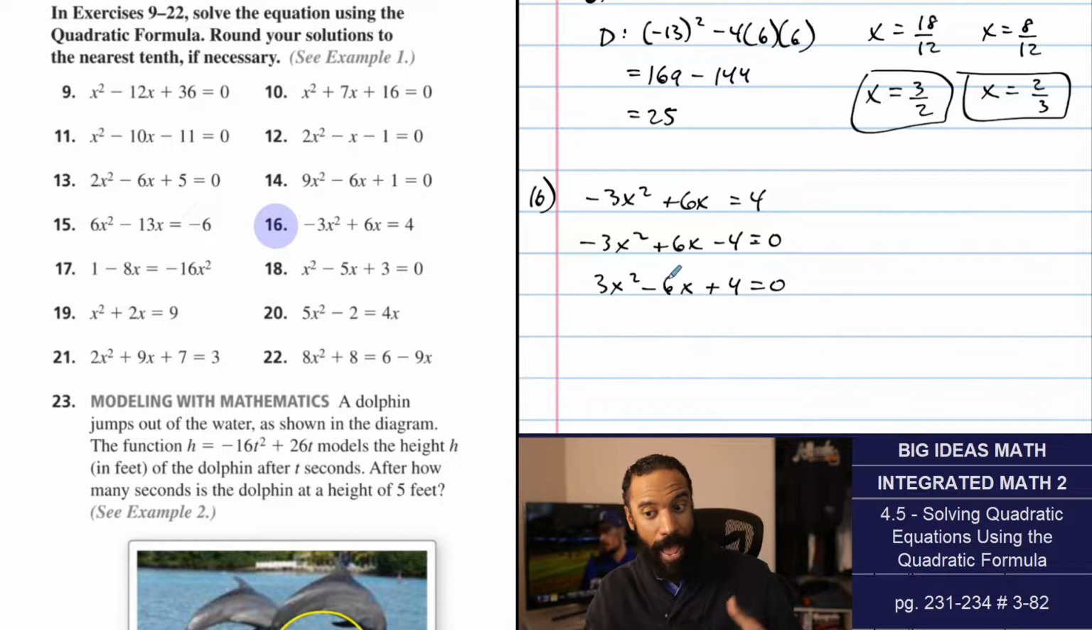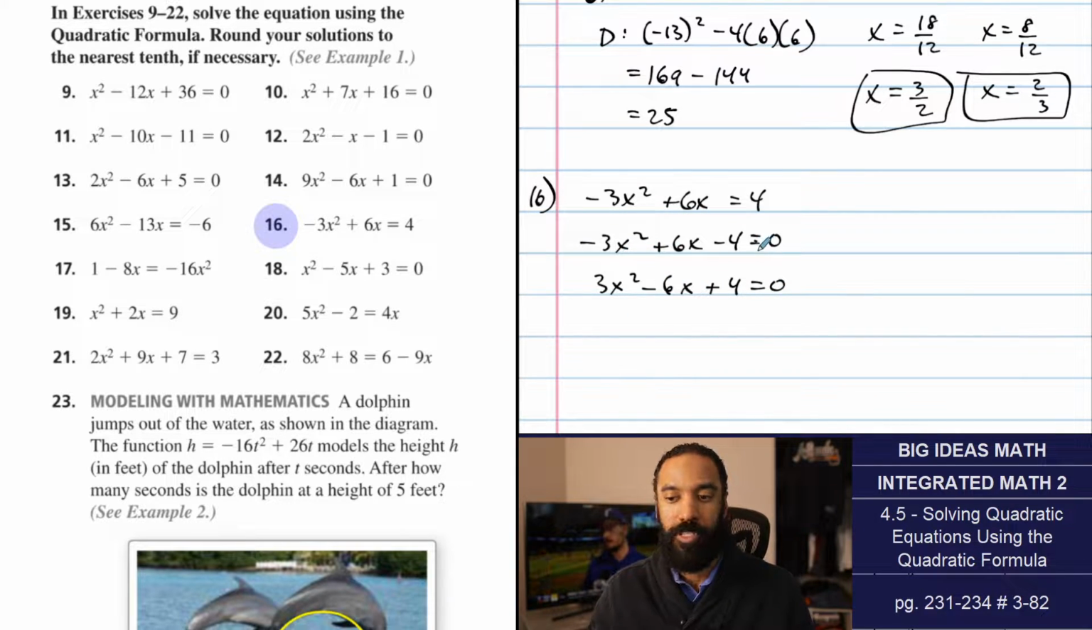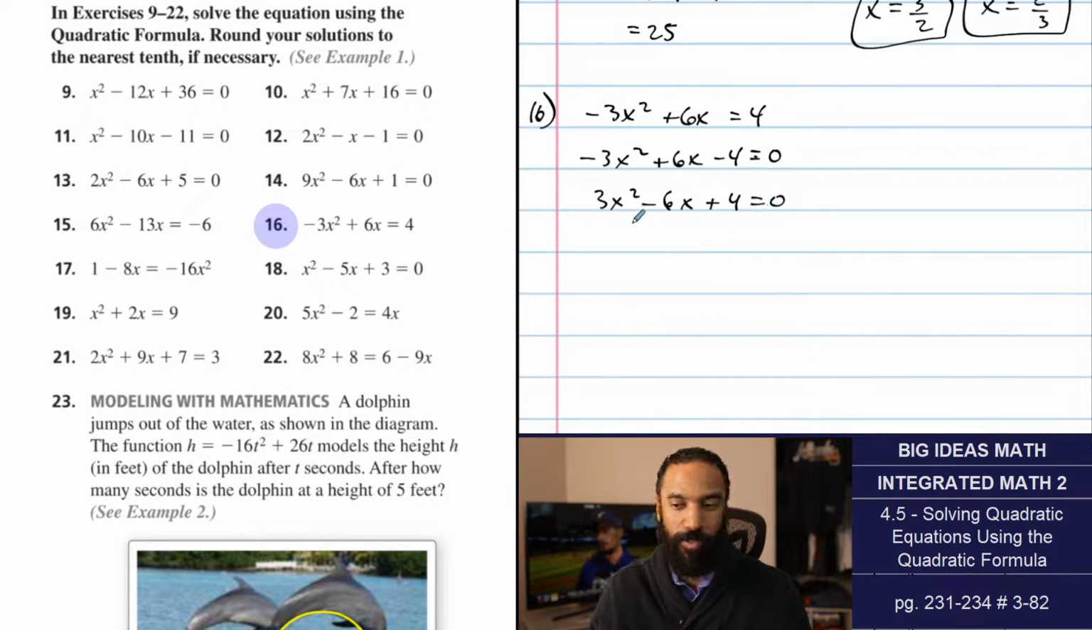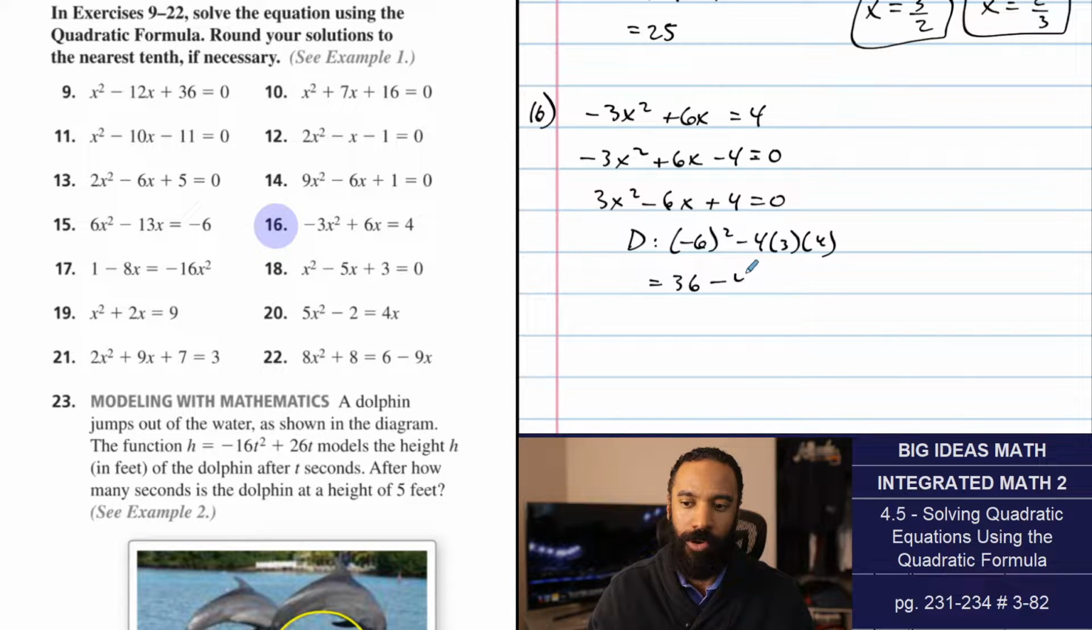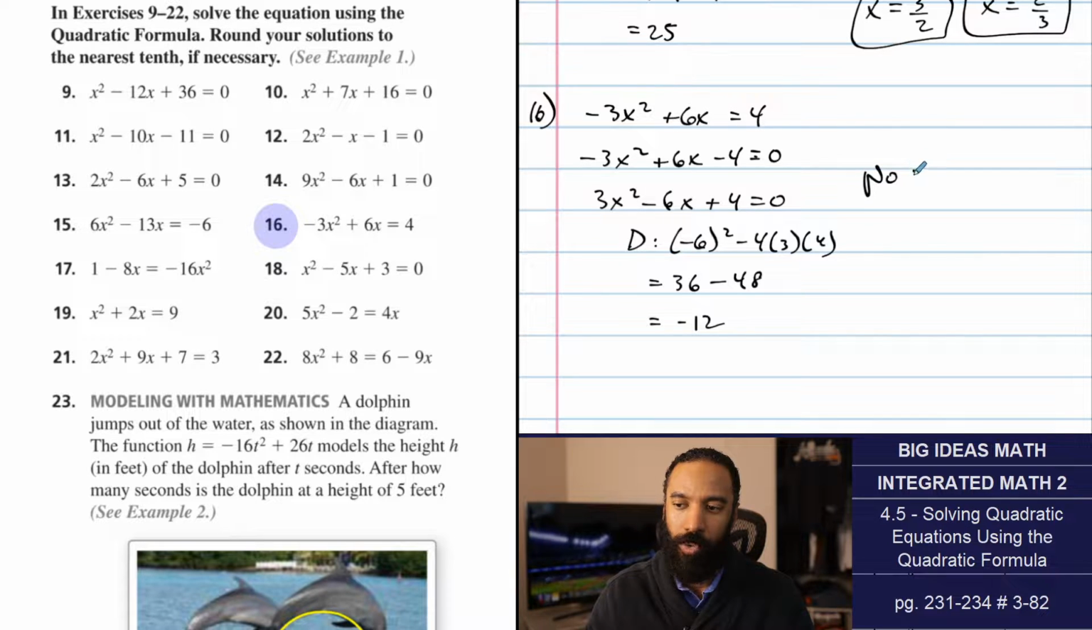It's not the same graph. One's upside down, one's right side up, but it's the same solutions. It's the same values of x that'll work if there are any solutions, of course. So the discriminant is where we'll begin, and we're going to start with b squared minus 4ac. So that is 36 minus, 36 minus 16 times 3 is 48. Uh-oh. Minus 48, which is negative 12. This is no real solutions.